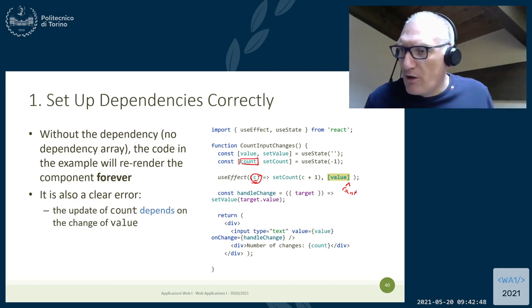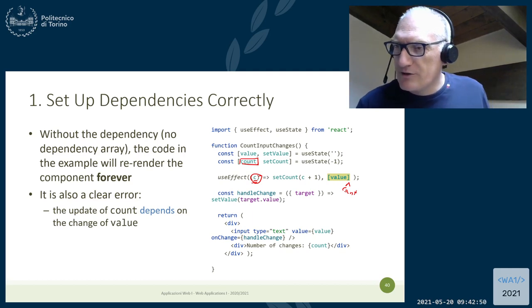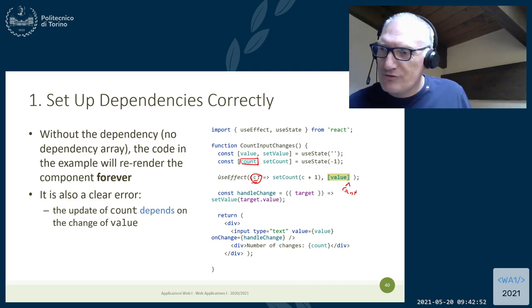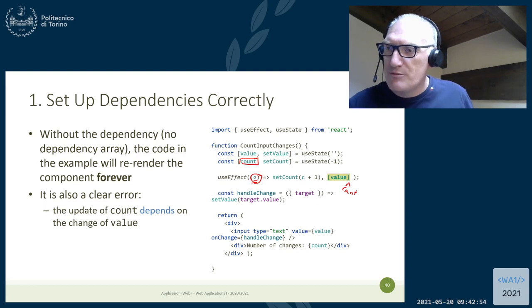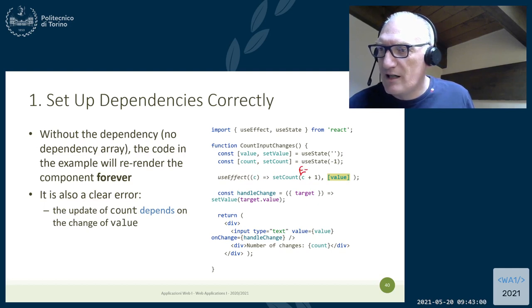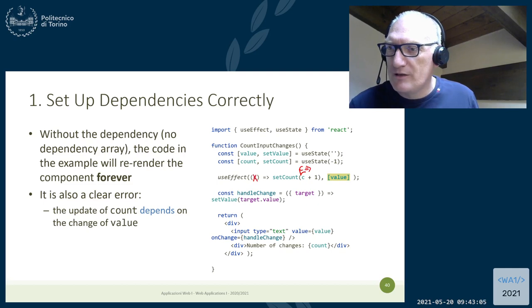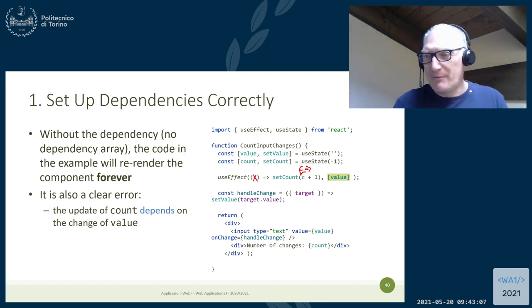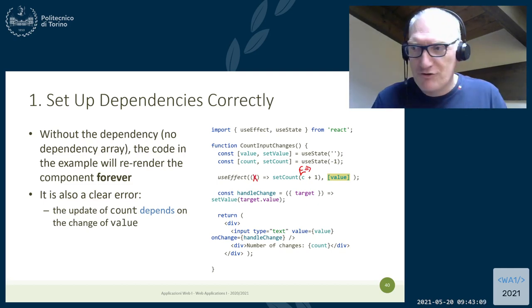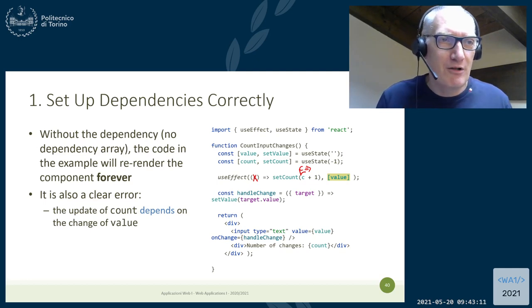And this is also wrong in the code because it's not the correct syntax. It should be set count C arrow C plus one. So this part here, sorry, should be here C arrow C plus one, and this we don't need any parameter here. Sorry for the mistake. There are two nested callbacks, and we got it wrong on the slides.